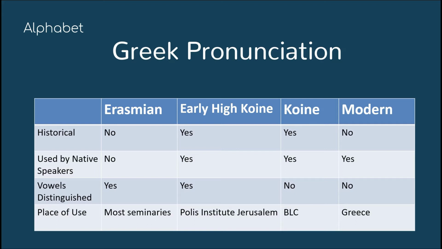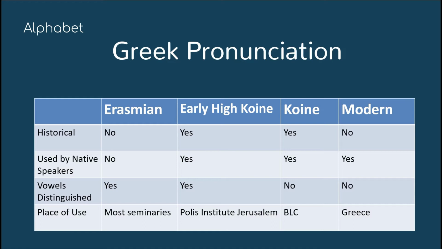Finally, we have Modern. The Modern Greek pronunciation is, of course, the system used by native speakers of Modern Greek today. It is not historical since Koine speakers never used the system, but it is probably closest to the Koine pronunciation of BLC, and it also does not distinguish the main vowels.